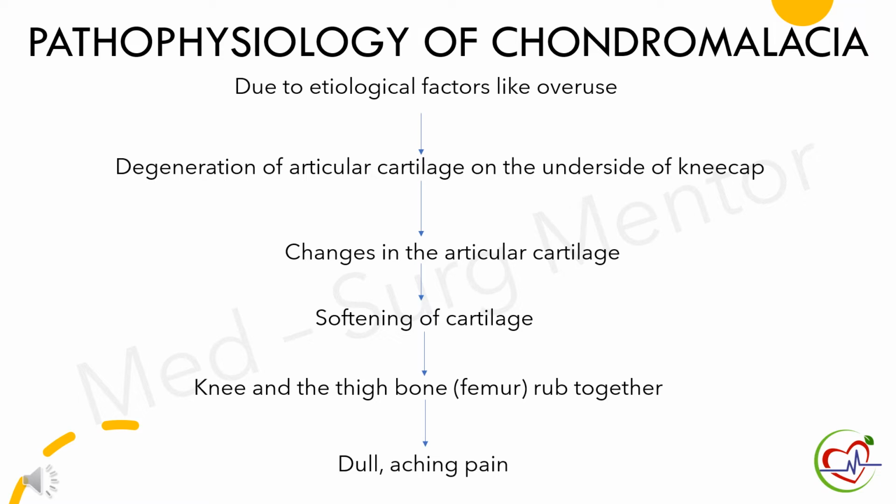Next is pathophysiology of chondromalacia patella. Due to etiological factors like overuse, there is degeneration or microtrauma of the articular cartilage on the underside of the kneecap. These changes in the articular cartilage result in softening of the cartilage, and gradually swelling and pain occur when the underside of the kneecap comes in contact with the thigh bone.